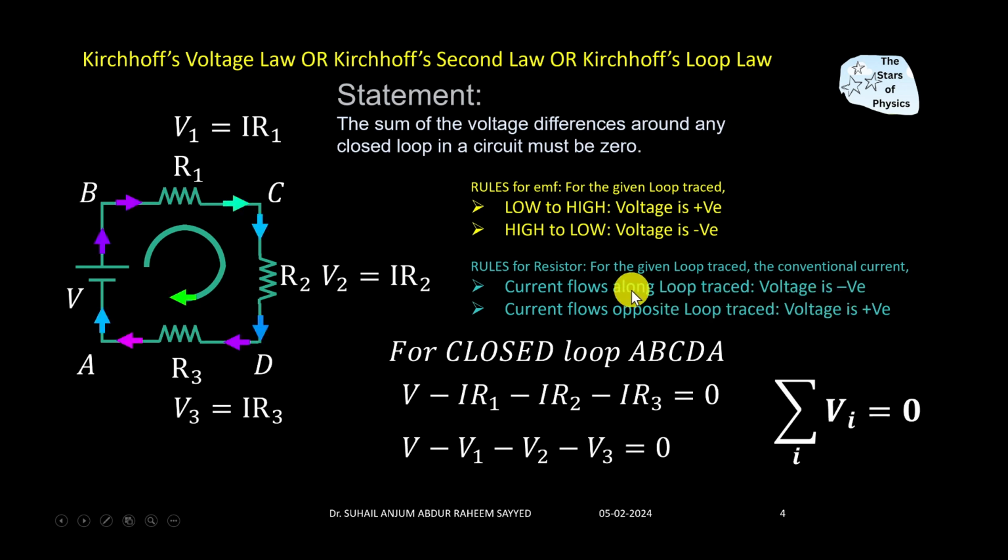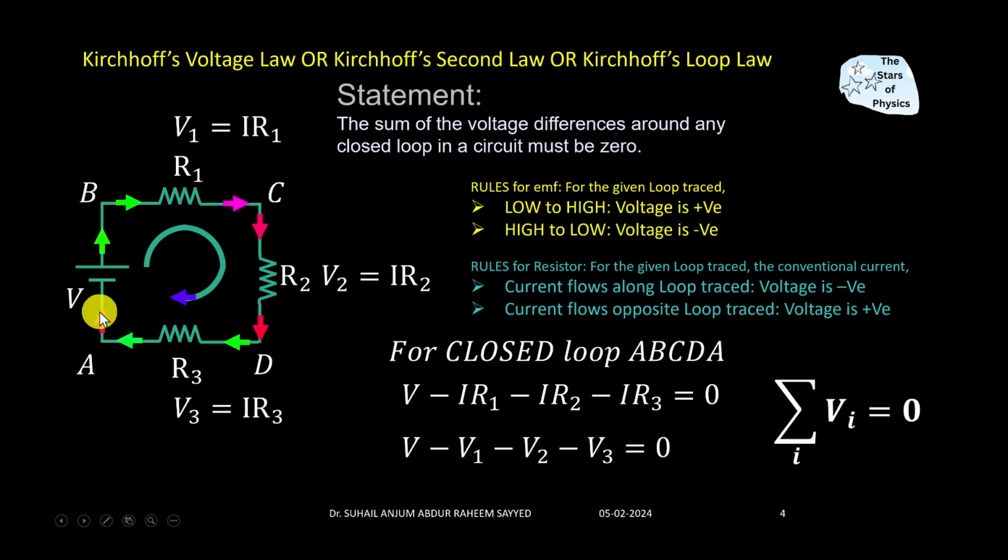So whenever the direction of the current and the direction of the loop is the same, then across the resistance we have to consider the voltage to be negative. And when the current flows opposite to the loop traced, that means the direction of loop traced and the direction of current are opposite to each other, in that case we have to consider the voltage drop as positive.